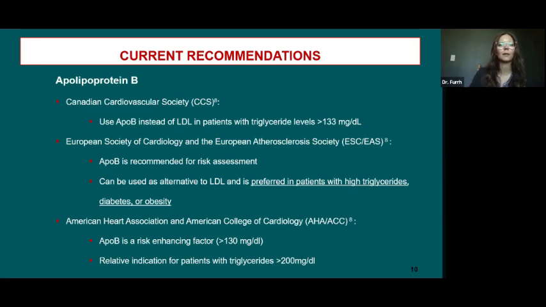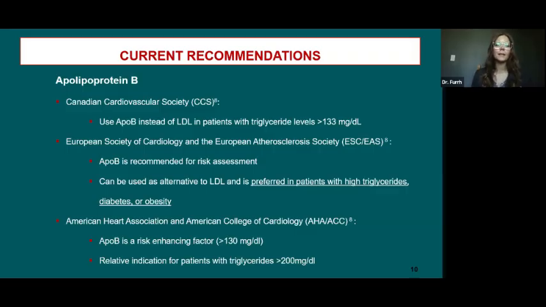Let's start with apolipoprotein B, and I looked at a couple of different societies here. So first, the Canadian Cardiovascular Society, and they recommend to use ApoB instead of LDL in patients with triglyceride levels greater than 133. So if you think back to our slide earlier, this threshold is significantly lower than what we deemed the LDL calculation acceptable for. And they specifically recommend just going ahead and measuring ApoB instead of LDL just because it is more precise and accurate.